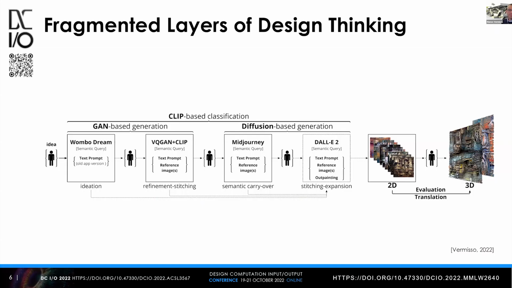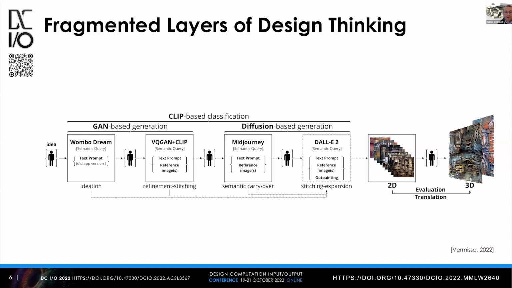So this diagram shows the intention to, let's say, nest a series of different neural language models like Wombo Dream, VideoGAN and CLIP, Midjourney, and more recently DALL-E 2, the improved version of DALL-E. So more than 2,600 images were generated using a number of CLIP-guided NLMs.